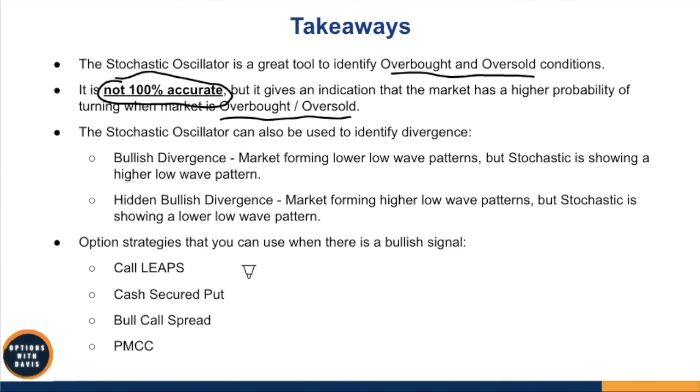And there are a few option strategies you can use when there is a bullish signal. You have the call LEAPS when you have a very long-term bullish view. You can use the cash secured put for prices or areas where you want to get long 100 shares of the underlying stock. Then you can get into a bull call spread for a more speculative short-term trade, anywhere from 30 to 60 days, and then you have the poor man's covered call as well.